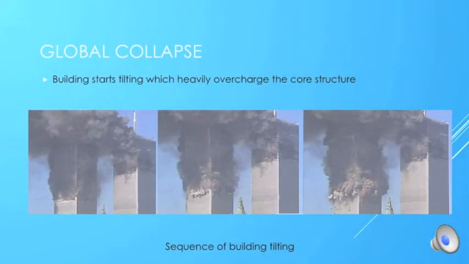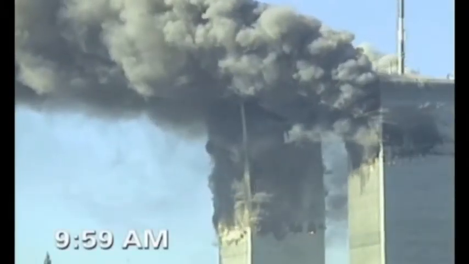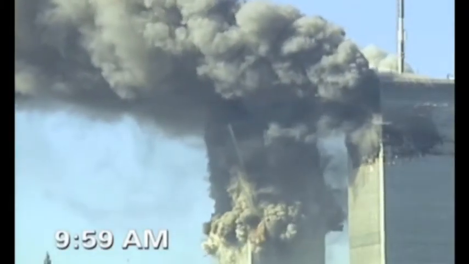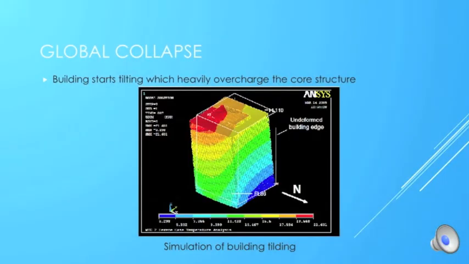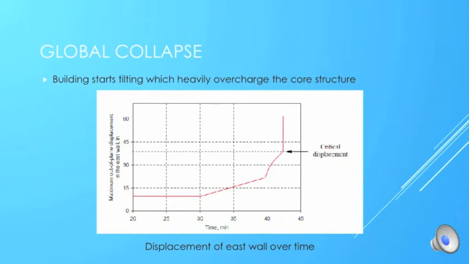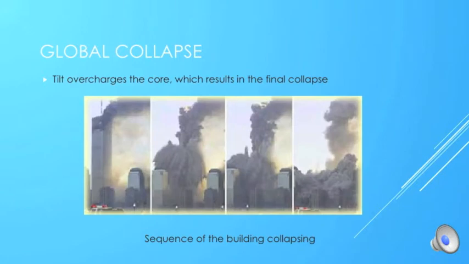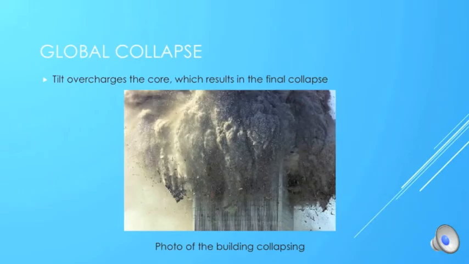When the exterior columns collapse, the building starts tilting to one side. This extremely overloads the core structure, which makes it break, and when there is no core, the building cannot stand vertically and it starts falling down because of gravity. Here we see a result of a simulation of the building tilting. We see the displacement in the horizontal direction, which leads to the final collapse. We can see here some images of the process of the building tilting and also some images of the building collapsing.